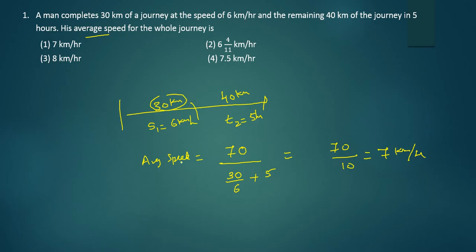Is it clear? Because average speed is nothing but total distance traveled by total time taken. What is the time here? Distance by speed. Distance is 30, speed is 6. 30 by 6 is the time. Here for another part, 40 km takes how much time? 5 hours. He clearly gave that. Okay. Next. So the answer is option 1.